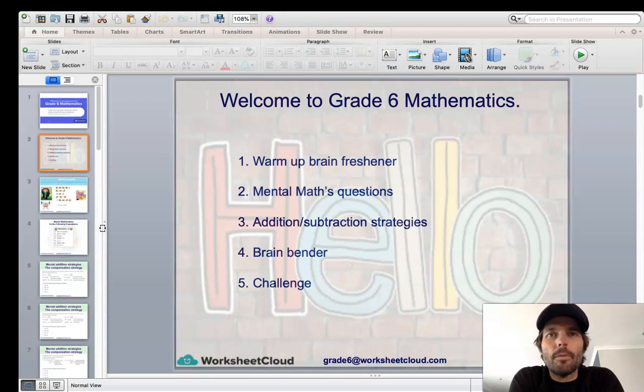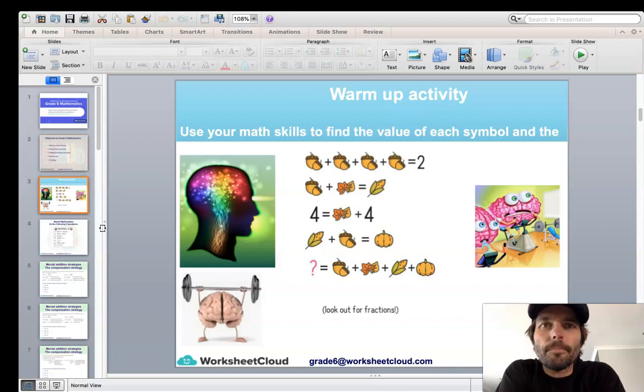Today we're going to have a look at some addition and subtraction strategies, and on either side of that we've got our warm-ups, our mental arithmetic questions based on previous lessons, and then our finishes and brain benders at the end. So without talking too much more, let's get into our warm-up activity.